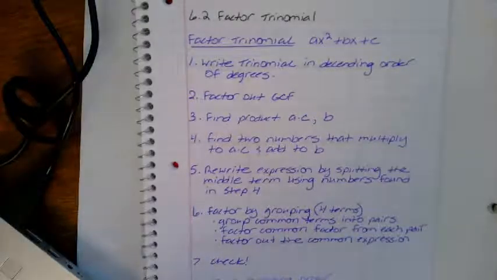Step 1, write in descending order of degrees. Step 2, you're going to factor out your GCF. Step 3, you want to find the product of A times C and then what B is. Step 4, you're going to find two numbers that multiply to A times C and add to B. Step 5, you're going to rewrite the expression by splitting the middle term using the numbers found in step 4.